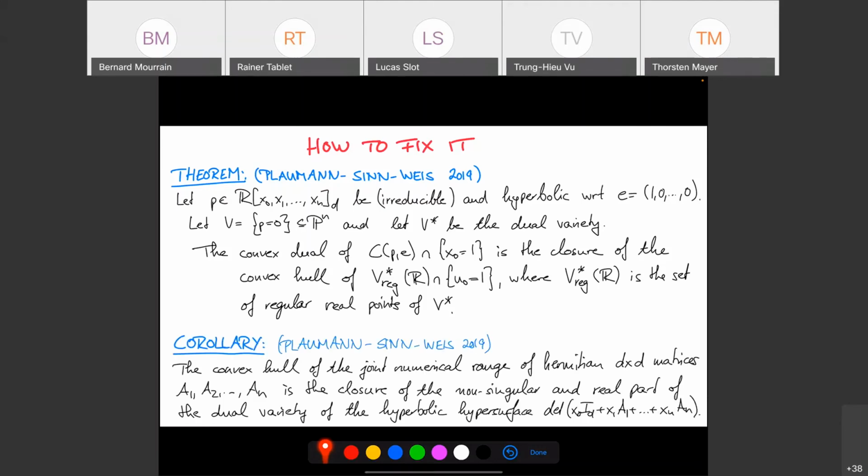As I said before, the direct generalization of Kippenhahn's theorem, which only deals in some sense with the determinantal case, is the following fact. The convex hull of the joint numerical range of Hermitian matrices is always the closure of the non-singular and real part of the dual variety of the hyperbolic hypersurface that you get from the matrices. This is the case where this hyperbolic polynomial has a Hermitian determinantal representation. All right, so this is the correct way to generalize Kippenhahn's theorem to the joint numerical range of Hermitian matrices.